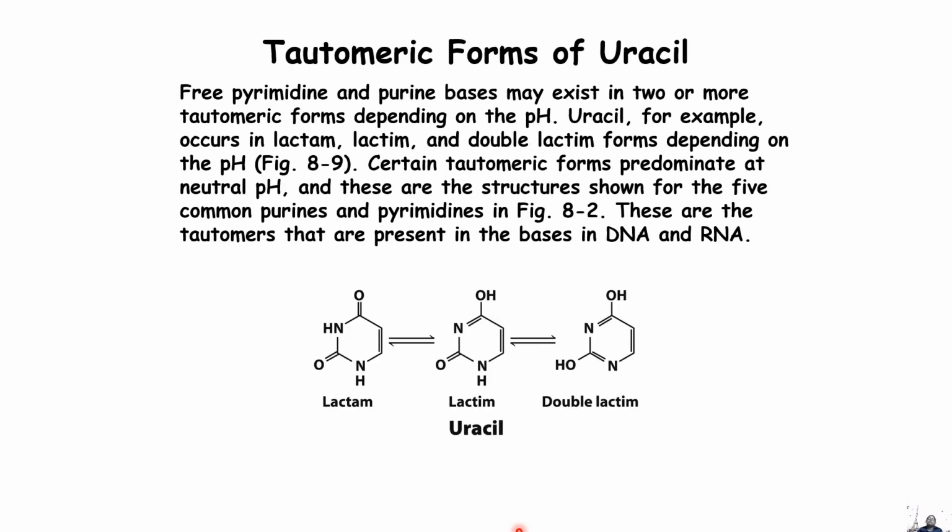Now there are obviously different forms of the bases. So, tautomeric forms of uracil. Free pyrimidine and purine bases may exist in two or more tautomeric forms depending on the pH. Uracil, for example, occurs in lactam, lactim, and double lactim forms depending on the pH. Certain tautomeric forms predominate at neutral pH, and these are the structures shown for the 5 common purines and pyrimidines in here. So these are the tautomers that are present in the bases in DNA and RNA.